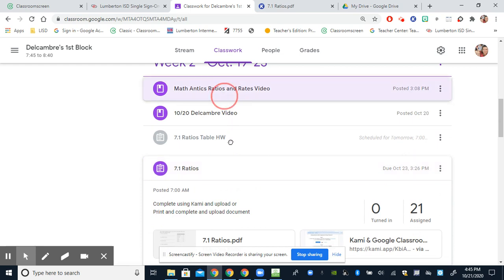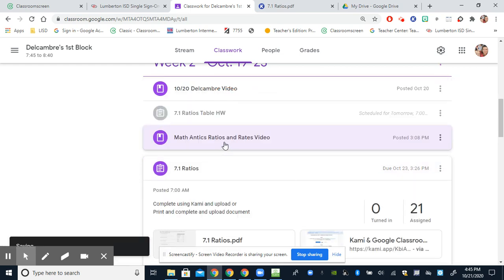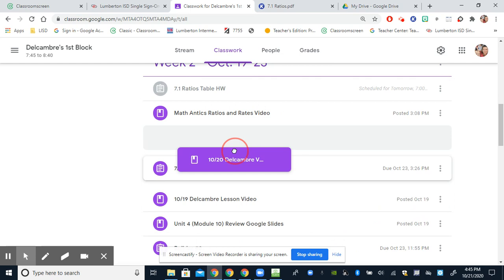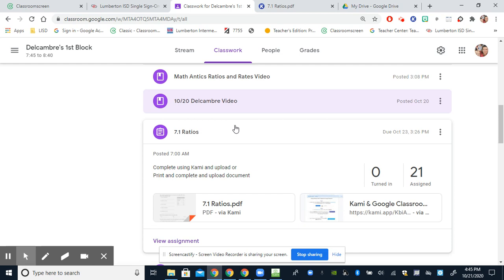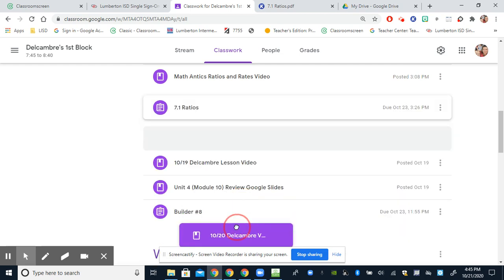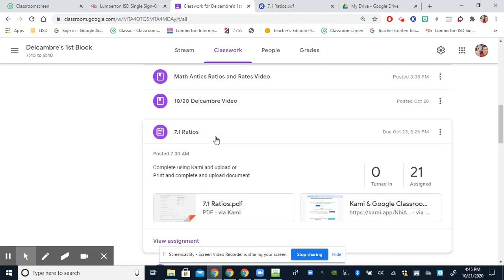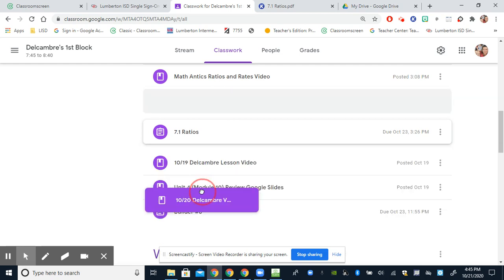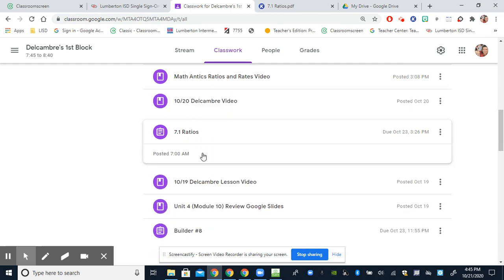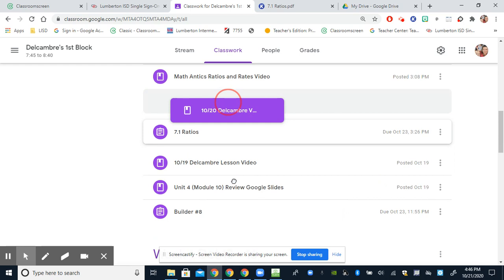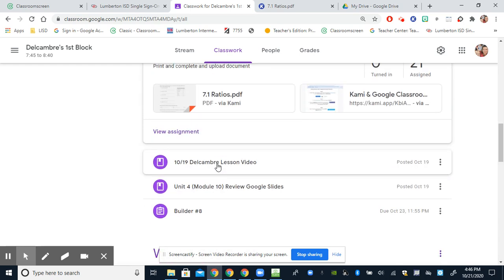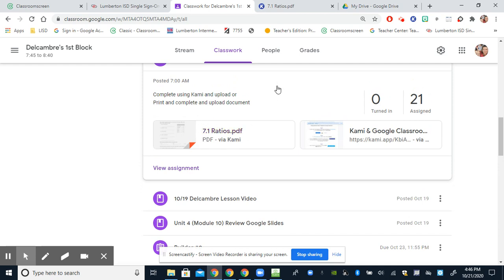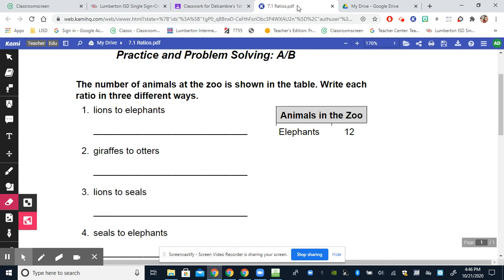Math Antics. Here we go. So let me move the Math Antics down. So that Math Antics video is what I'm talking about. Okay, that was the one that we watched in class. I need to move this one down to next step. Not wanting to listen to me. Okay, we'll figure this one out. But here it is, the ratios. Let's see if it pulled up on Cami.